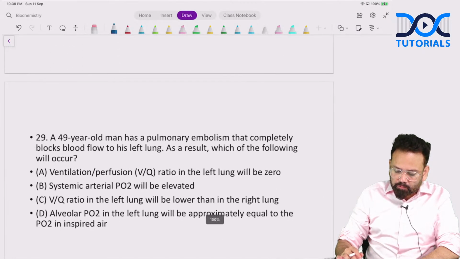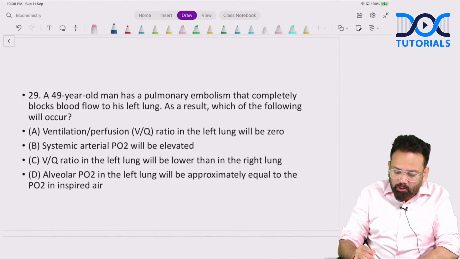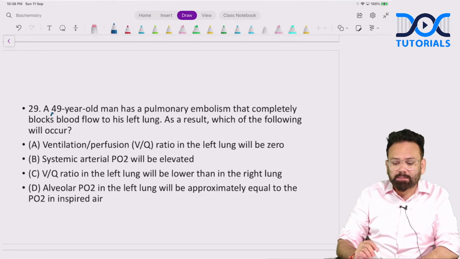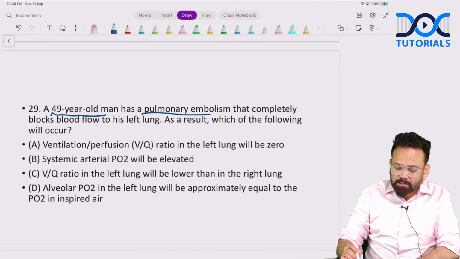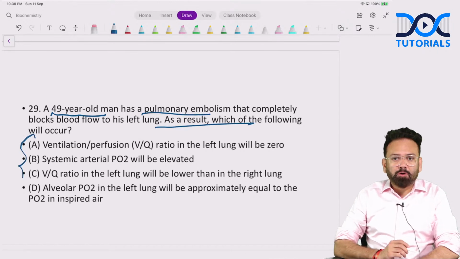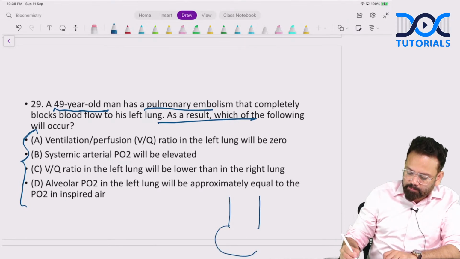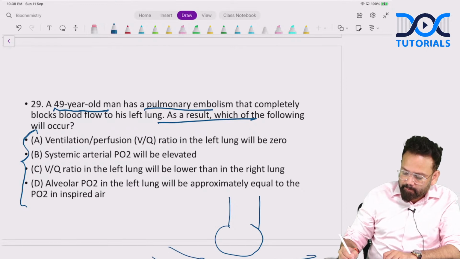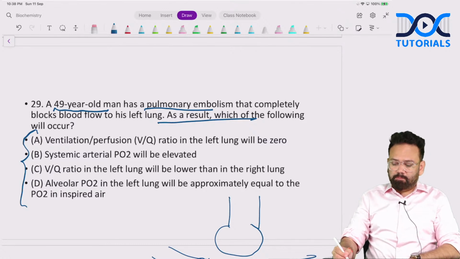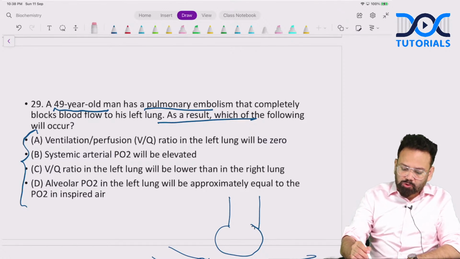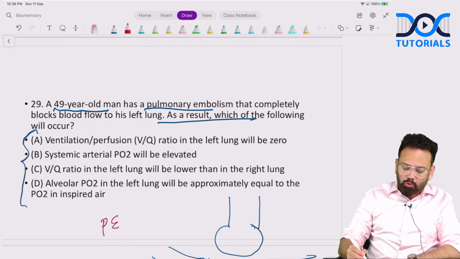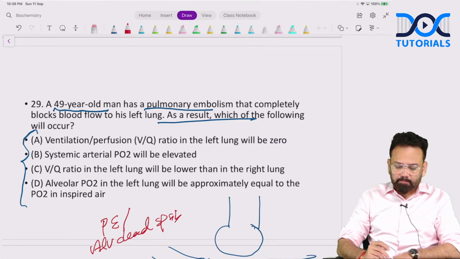The second last question. A 49-year-old man has pulmonary embolism. As a result of this, what is the correct answer? If there is pulmonary embolism, there is no blood circulation. Pulmonary embolism is also called, if you remember the notes, alveolar dead space. What is the answer?